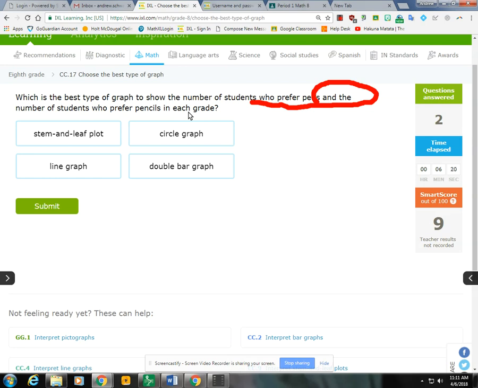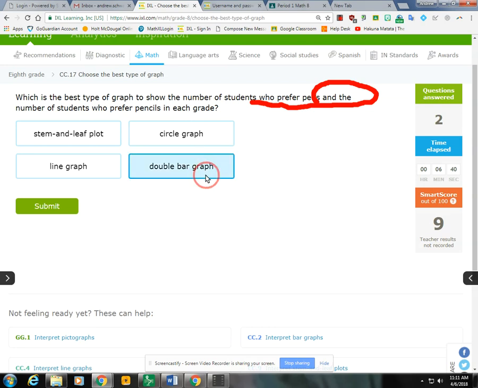Okay, who said double bar graph? Mr. Bruce, I think you're right because we have each grade. We potentially have 13 different things we're looking at, kindergarten all the way to 12th grade. And for each of those 13, we have 2 things to compare: pens and pencils. Does that make sense?